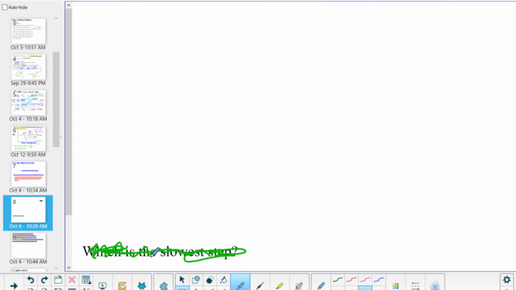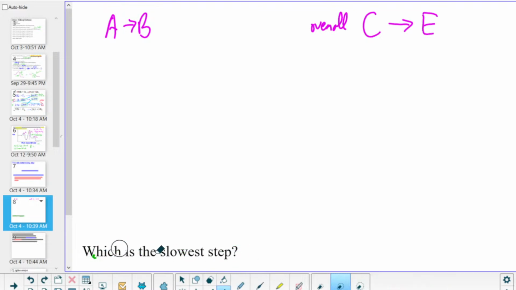What I would like you to do is, I've got two reactions. A goes to B. And I've got C goes to E. This is the overall. Two pages from now, it says what is the slowest step at the bottom? Just cross that out, because we're not doing that.